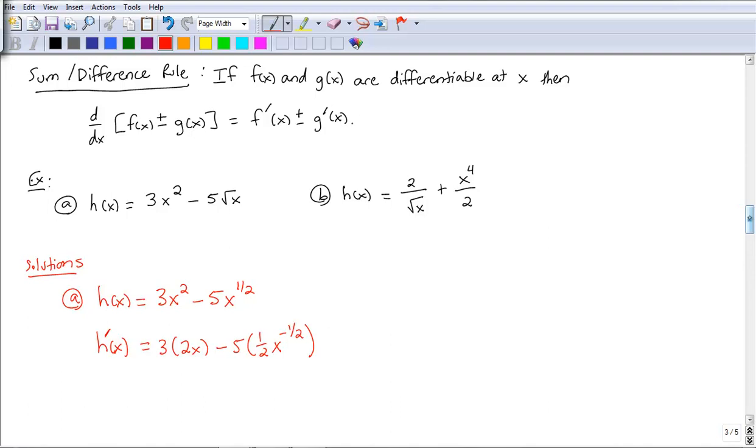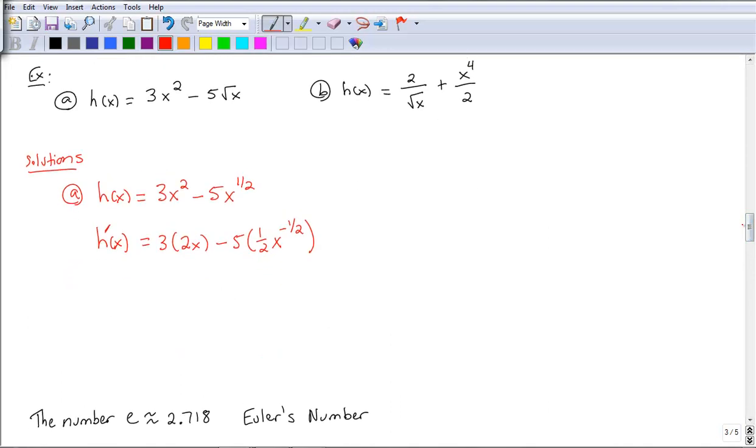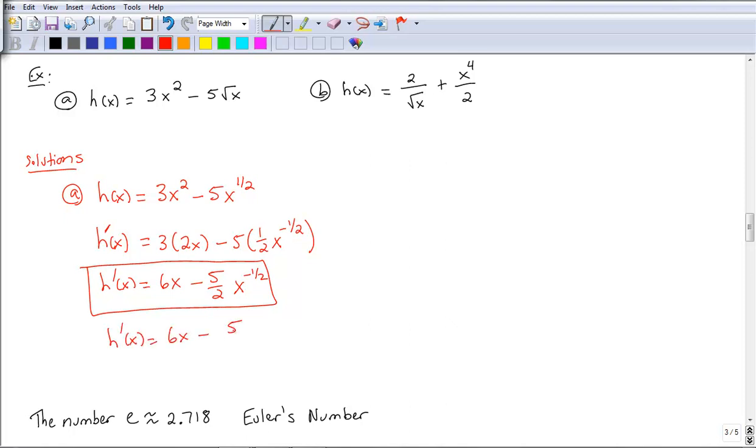Now I did those kind of quickly, but you should make sure that you can get the same answers that I get with these. So now my derivative turns out to be 6x minus 5 over 2 x to the negative 1/2, which is okay. Or if you'd like, you could write this as 6x minus 5 over 2 square root of x. 2 multiplies by in front, take 1 away, you get x to the first. 1/2 multiplies in front, take 1 away, you get a negative 1/2.